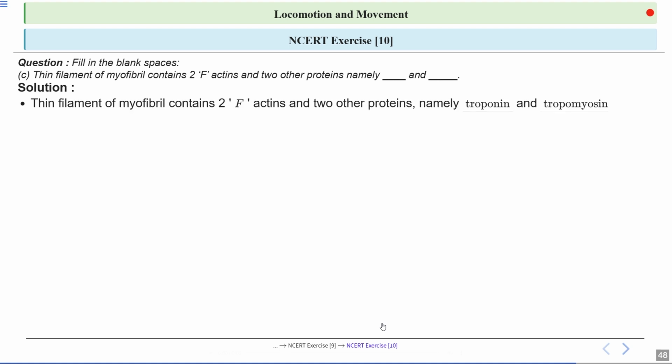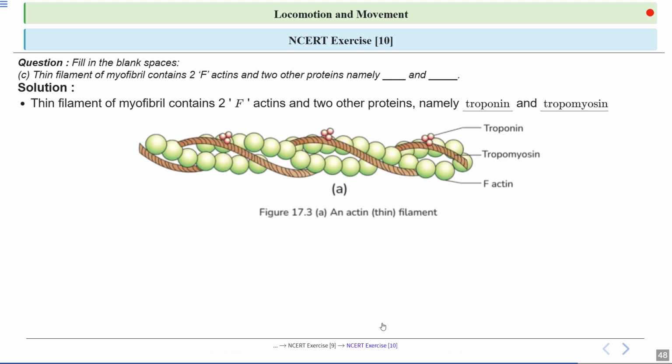So the answer is that the thin filament contains two F actins along with two other important proteins, that is troponin and tropomyosin. These three proteins work together to control muscle contraction, almost like a lock and key system that decides when the muscle can move. So remember these names, they come up often in muscle physiology. Here's a diagram to help you visualize what we have just discussed. Here you can notice how the actin, tropomyosin, and troponin are arranged along the filaments. Diagrams like this are very helpful because they show us how these proteins fit together, almost like pieces of a puzzle inside our muscle fibers.